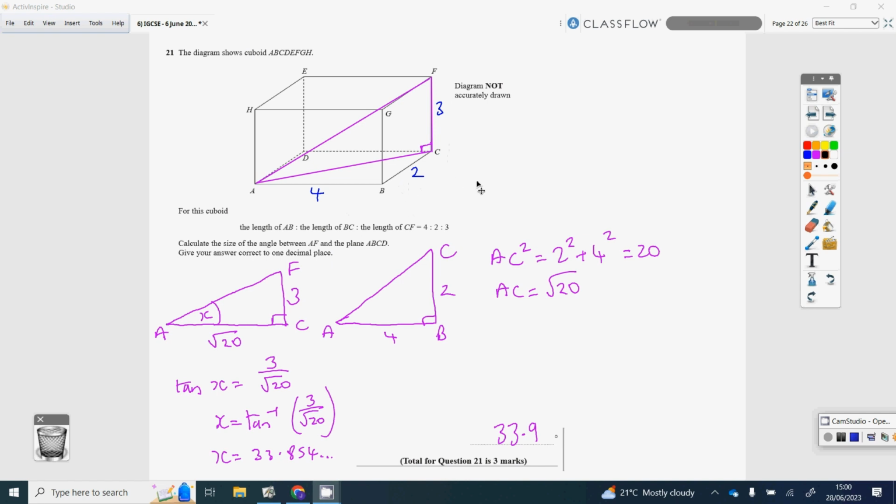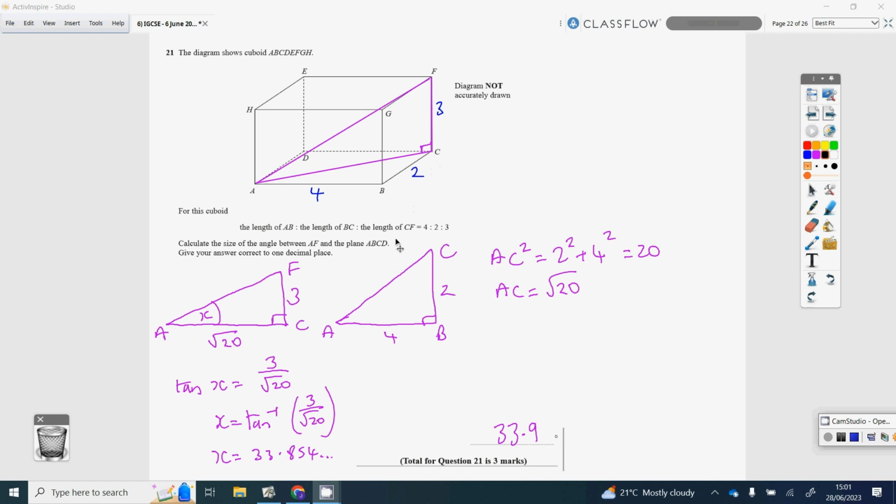Now, the trickiest bit with this question is understanding what they're asking for. They're asking for the size of the angle between AF, which is this line here, and the plane ABCD, which is obviously a two-dimensional shape. It's the base. So you've just got to imagine slicing down through the cuboid. As you went down from AF in a straight line, your knife would get to here. So the actual angle we want is this angle here in triangle A to F to C.